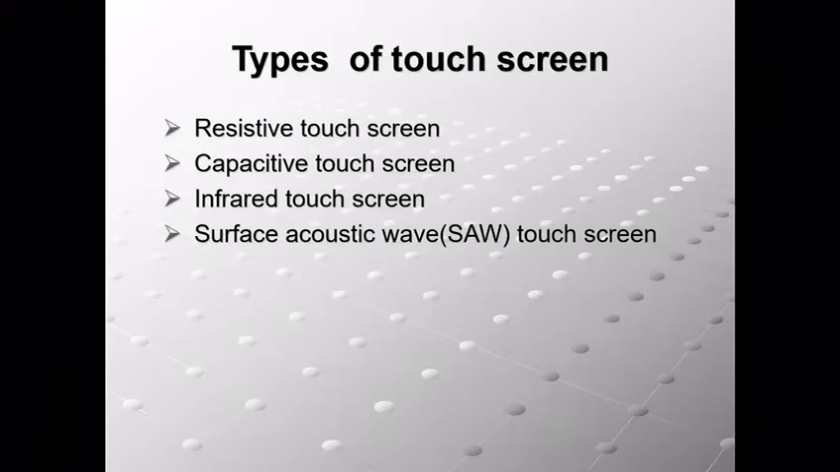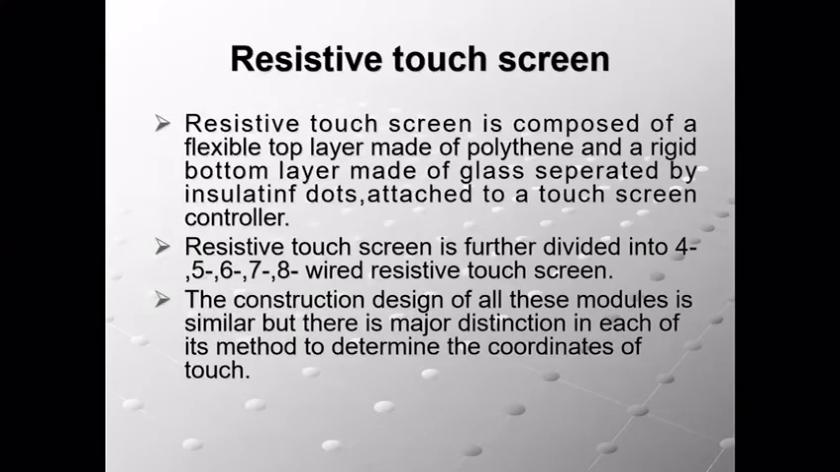Types of touchscreen. There are four types of touchscreen. First is resistive, second is capacitive, third is infrared, and fourth is SAW touchscreen. So what is a resistive touchscreen?